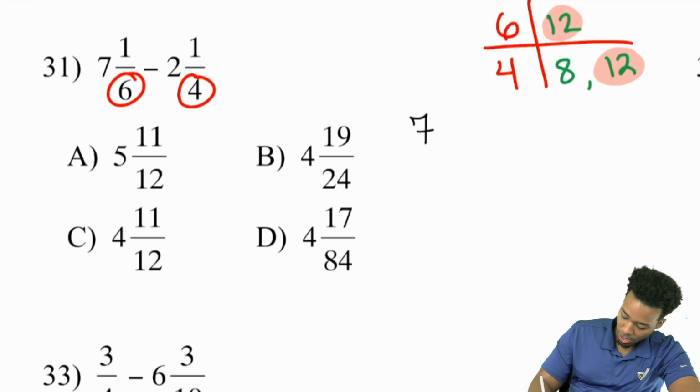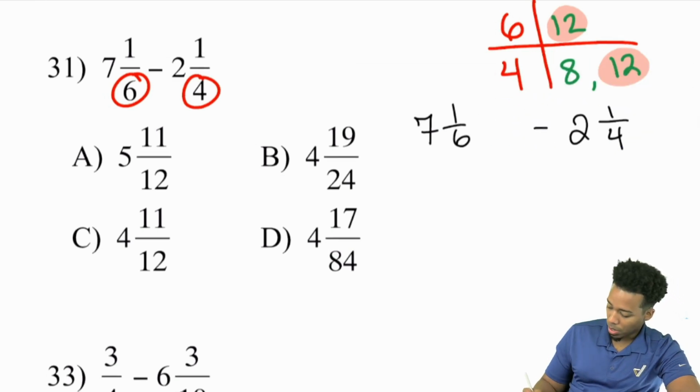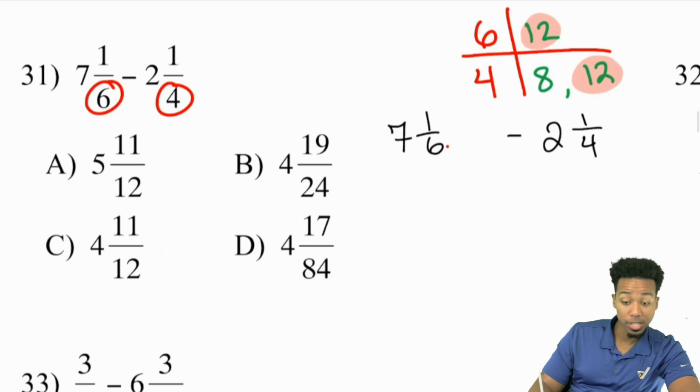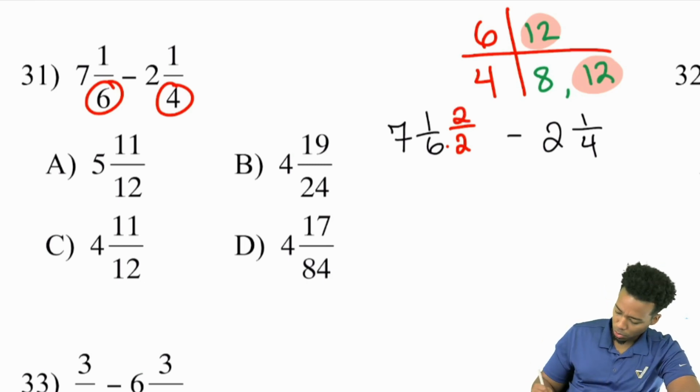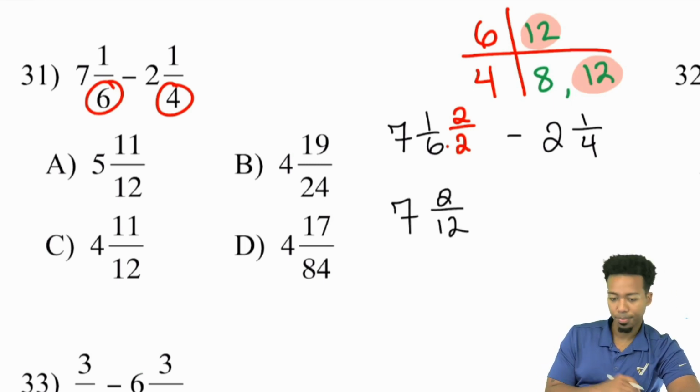So we have our 7 1/6 minus 2 1/4. In order to get these to the same denominator, I'm going to ask myself, what do I multiply 6 by to get to 12? That's 2. And then what do I multiply the top by? Same thing too. Multiply the 2 on top and bottom. So this will turn into 7 and 2 over 12.